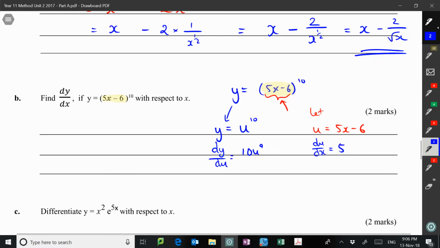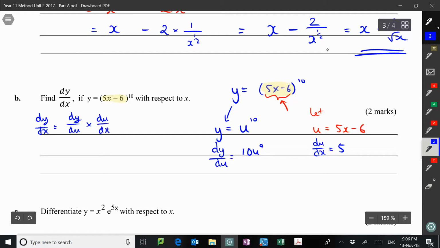Now, what's the chain rule tell you? The chain rule says if you want to find dy dx, that's equal to dy du, which is the made up variable, that u, multiplied to du dx. So here we go. What's dy du? You got 10u to the power of 9, multiplied to du dx, which is 5, and that gives you 50u to the power of 9. But don't forget you made up u. So replace the u again. U was 5x minus 6 to the power of 9. There you go. Done. Chain rule.